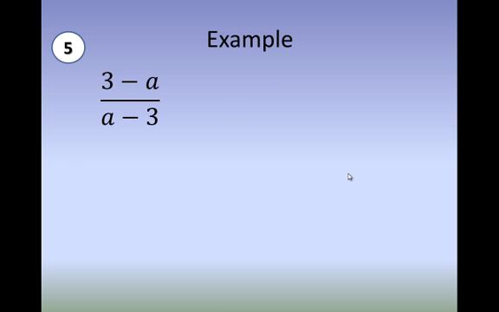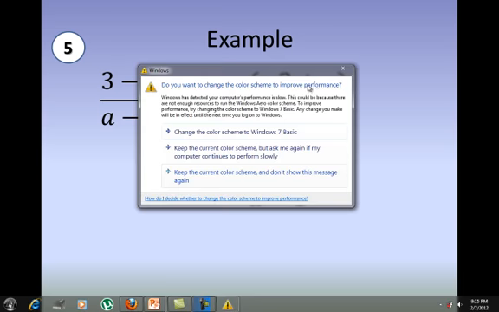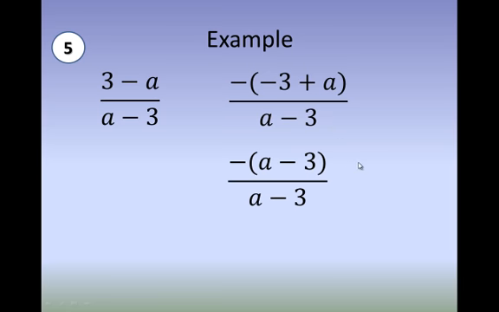Let's take this example. 3 minus a over a minus 3. We can further simplify this one knowing that in the numerator, we can take out the negative sign, so it will become minus quantity negative 3 plus a. Negative 3 plus a here is just the same as a minus 3. So we can cancel out the common factor, which is a minus 3, and we're left with negative 1.